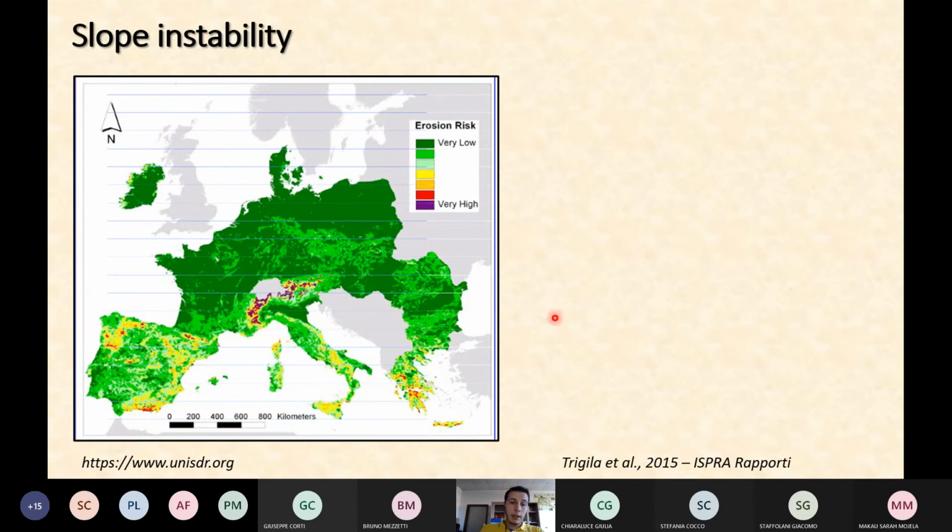Slope instability and soil erosion can be studied with different methods. As we can see in the image, the erosion risk is classified mainly according to the slope angles, and we can see that the plains that are present in northern Europe and in Pianura Padana are classified as areas with very low risk of erosion, while the Alps, which are characterized by important slope angles, are classified as at very high risk of erosion.